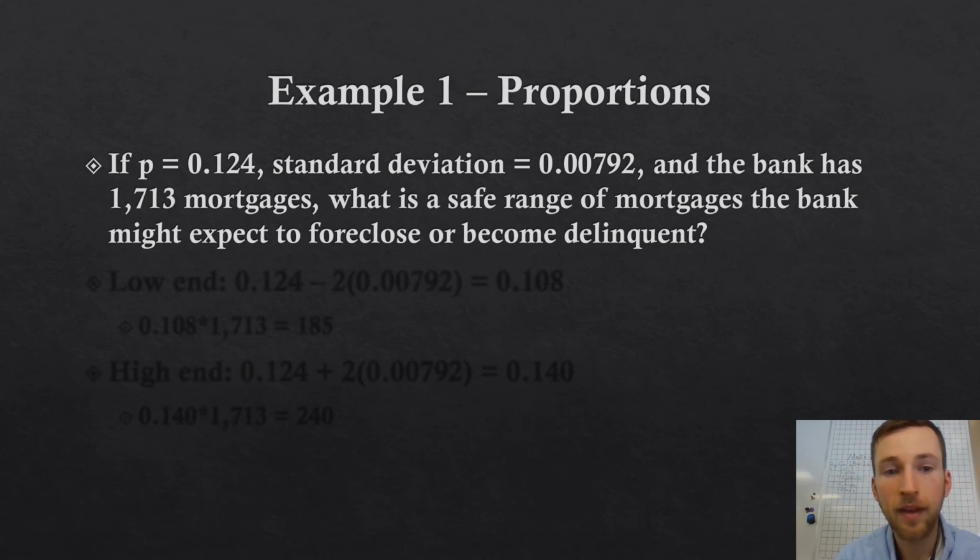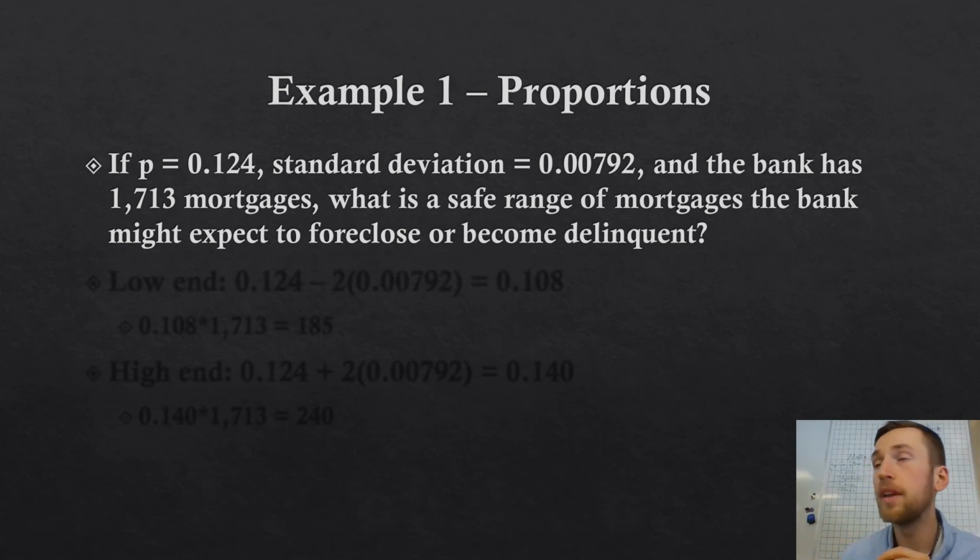Another extension on this same problem. We already have that the percent of delinquent mortgages is 12.4%. We have our standard deviation. And the bank owns 1,713 mortgages. We might want to know what is a safe range of mortgages the bank might expect to foreclose on. Generally, how many can we expect that the bank is going to foreclose on? Basically, we're looking for a range of values here.